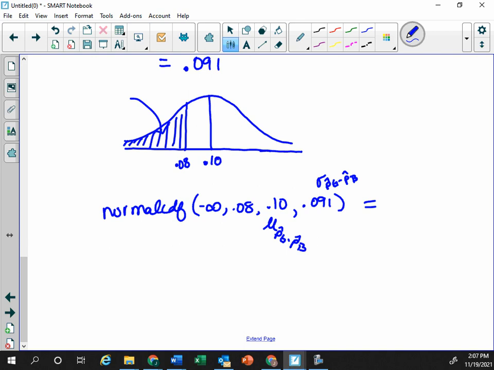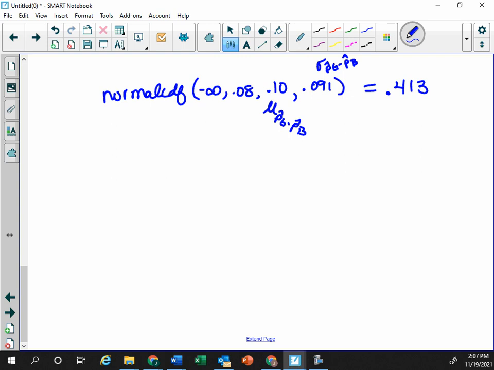What'd we get? 0.413, good. All right, we okay? Now we get the thrilling conclusion of writing our contextual conclusion. I tried to give you a little more space on this one. I gave you the full page, but I know it takes up a ton of room.